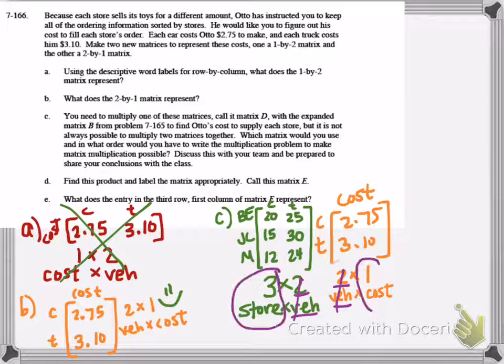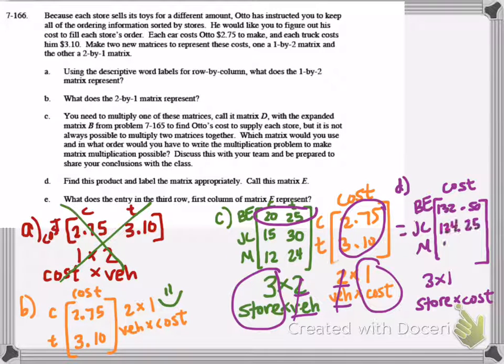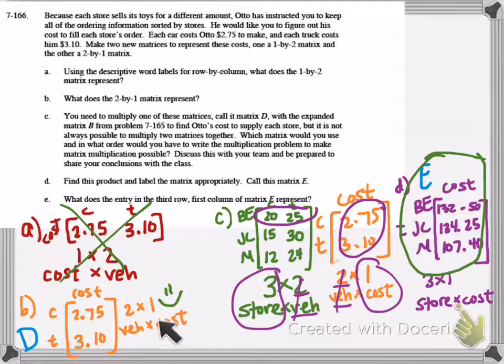Alright, you did your multiplication, you ended up with a 3 by 1 store by cost matrix. And what you did was you multiplied 20 and 25 into that column to get your first number, and that gave me 132.50. And then I multiply the other two rows in as well to get the rest of the matrix, 134.25 for J.C. Nichols and $107.40 for Marcy's. You're going to see that I labeled this matrix here as the new E, and I labeled the one over here with a D. So keep those labeled nice and neat on your paper. This is E, this is D, okay?